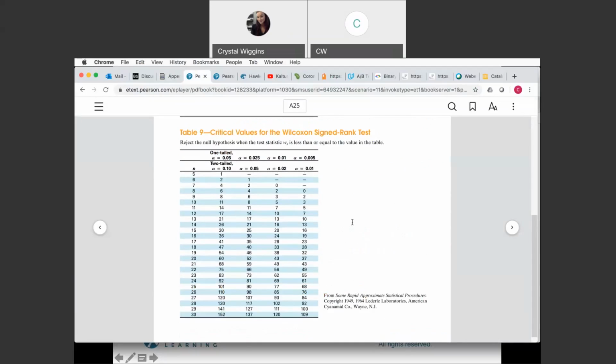So if you notice, you have to identify whether it is a one-tailed or two-tailed test. We have a one-tailed test. We also need to know our alpha level. So my alpha level is 0.05, so I'm going to use this first column. Now, my count of data values that are non-zero differences is 8. So I'm getting that my critical value for this example is 6.